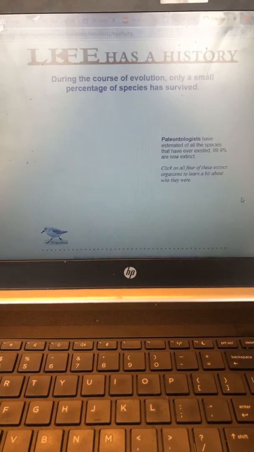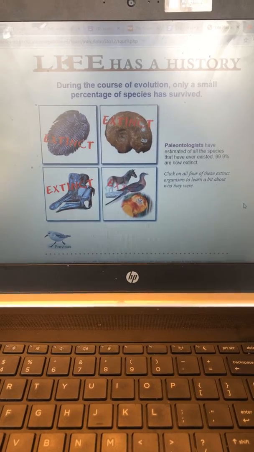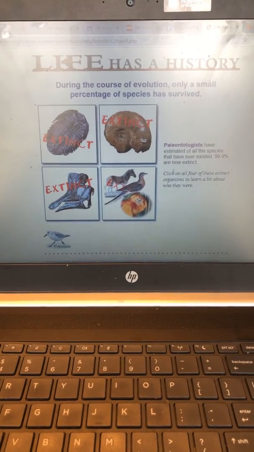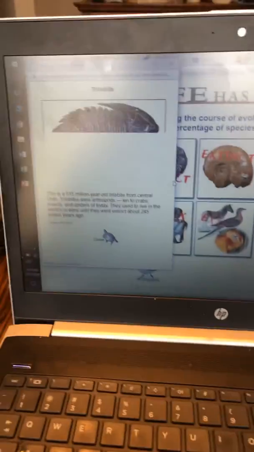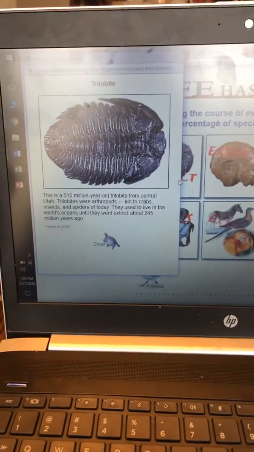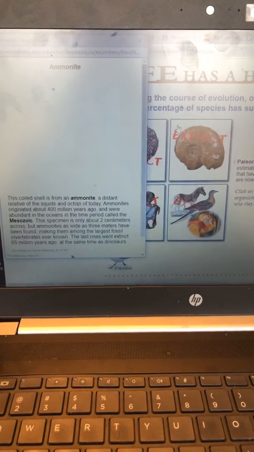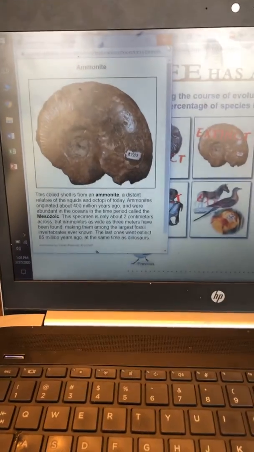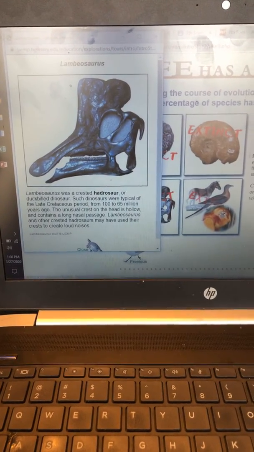Paleontologists estimate that of all of the species that have ever existed, 99.9% are now extinct. Click on all four of these extinct organisms to learn a bit about them. So this is a trilobite. You guys can read about them. This is an ammonite. A lambeosaurus.